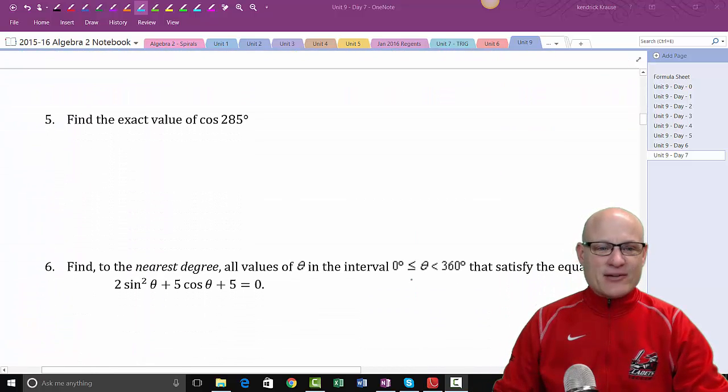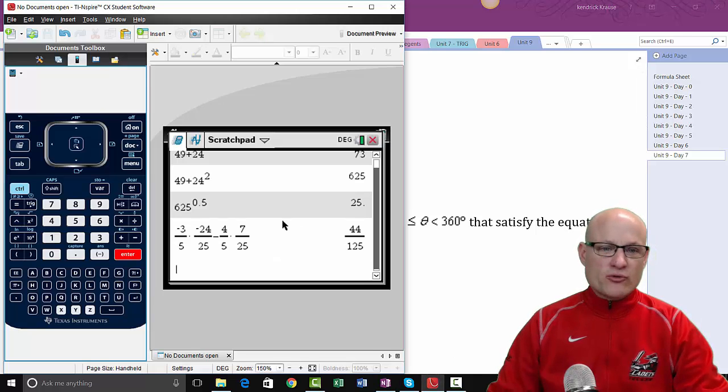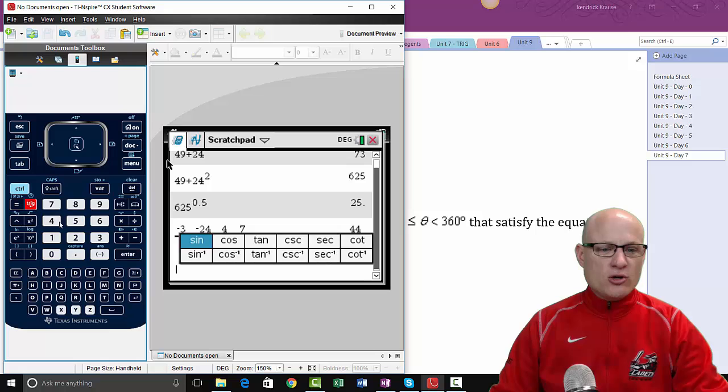So find the exact value. Now, you guys remember that the words exact value mean if you give me a decimal, I'll give you something, all right. I don't want a decimal, but wait a second, maybe I do. Why don't we write down the decimal? Let's figure out what the decimal of cosine of 285 is.